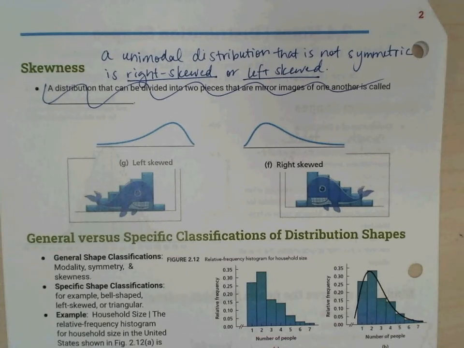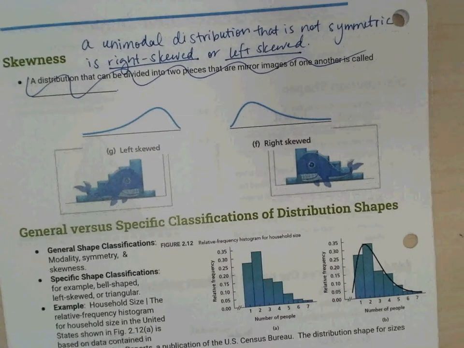Here's an example. We'll give the specific classification here. Household size. The relative frequency histogram for household size in the United States is shown in this figure 2.12A based on data contained in the Current Population Reports, a publication of the U.S. Census Bureau. So much data you can find about the U.S. If you just look up the Census Bureau's website, find cool information like this.